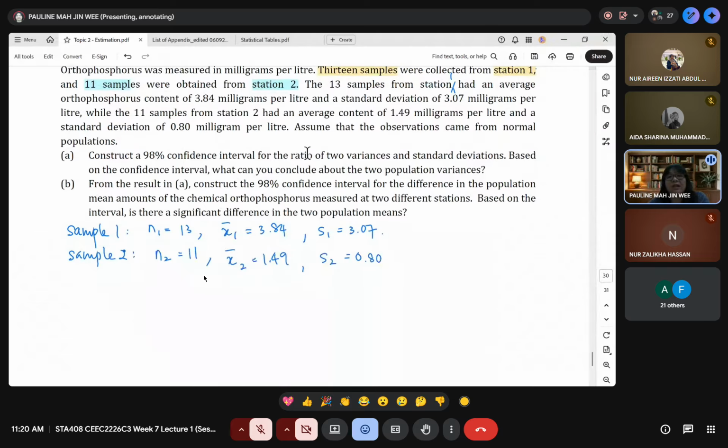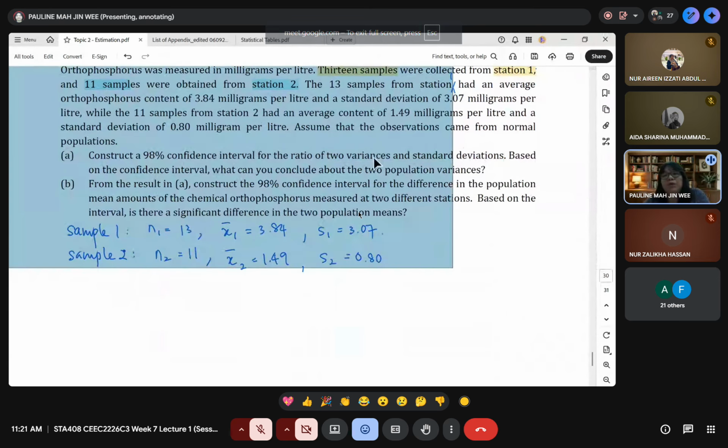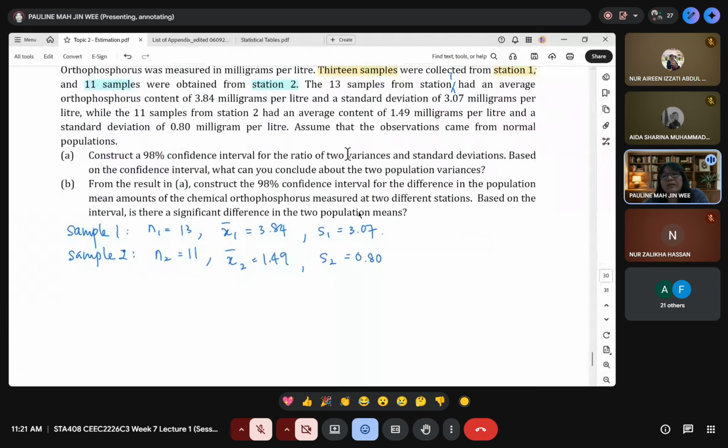Now, because this is an example, I give you two of this. One is for two variances, the other one is for two standard deviations. In your assessment, we normally will ask you to do either one, whether it's going to be variances or just standard deviations alone. We won't ask you to do both.